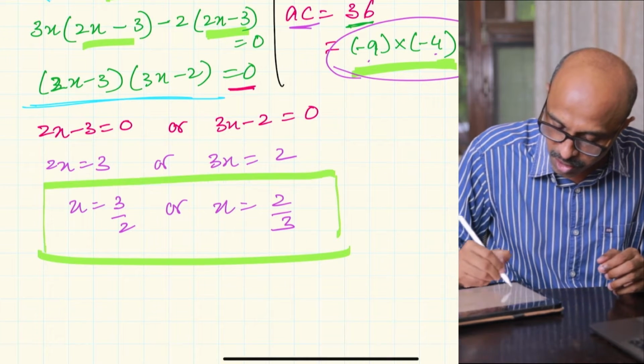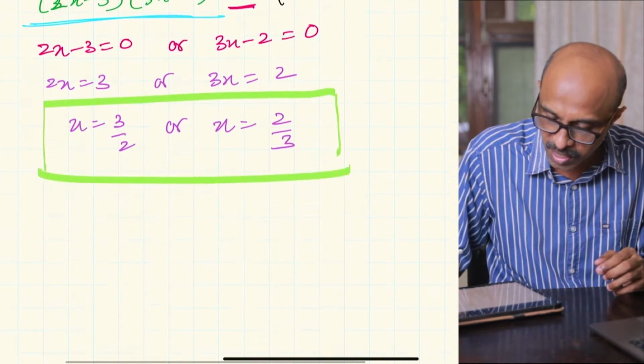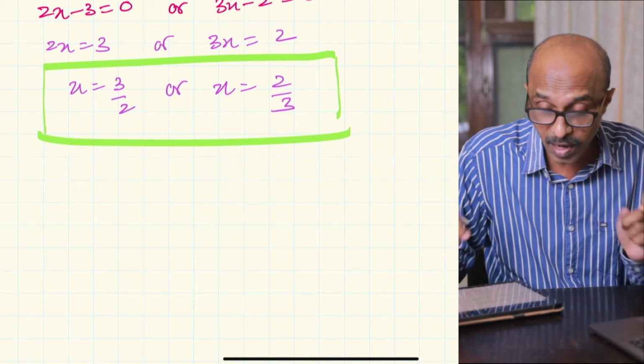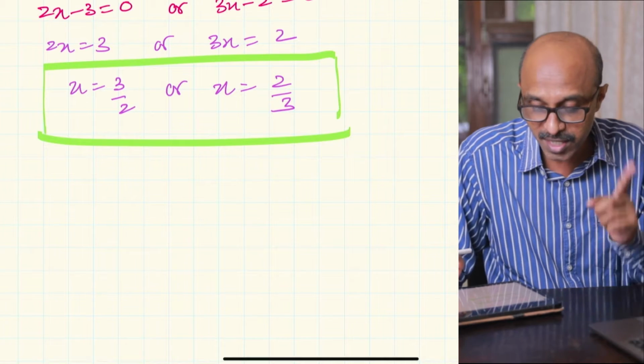The solution to this quadratic equation 6x squared minus 13x plus 6 is equal to 0 is x is equal to 3 by 2, or x is equal to 2 over 3. Two values for x. What do these x's mean? We'll answer that, but let's take one more example.